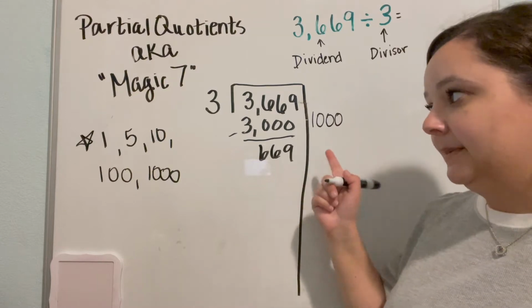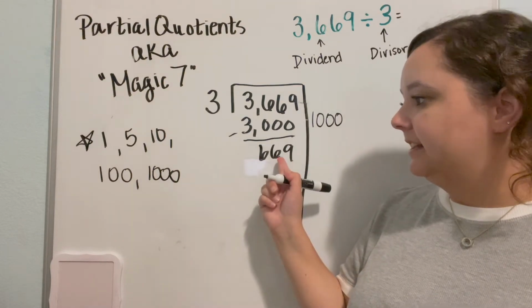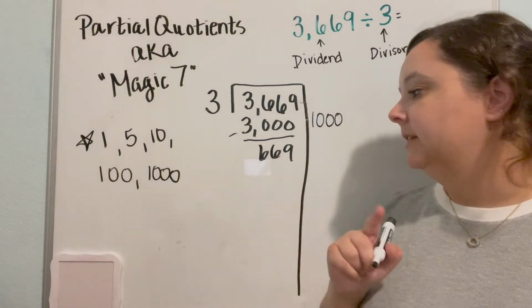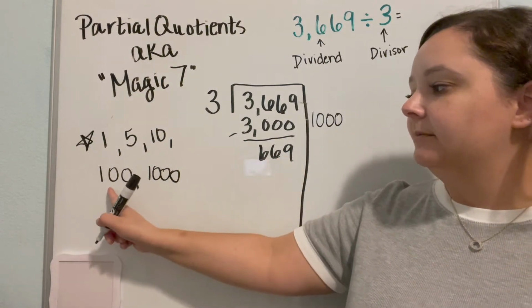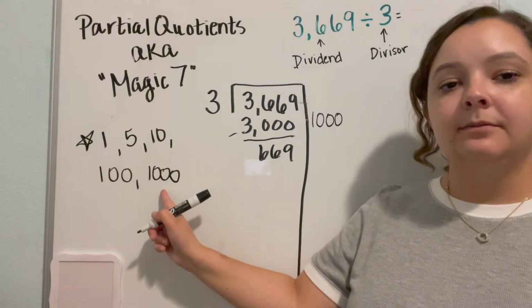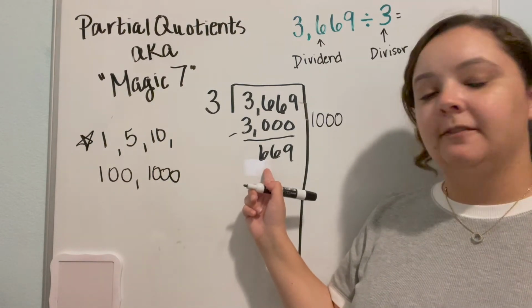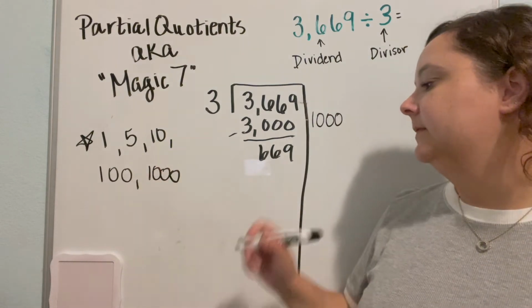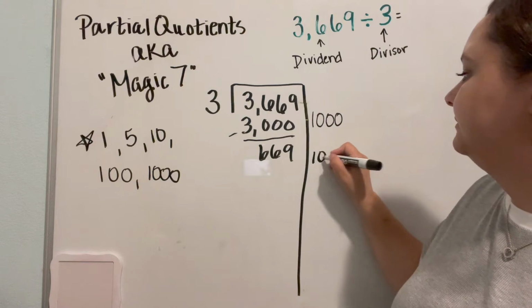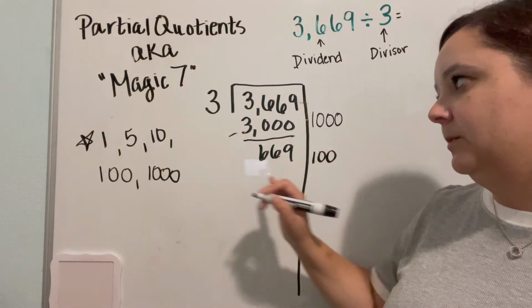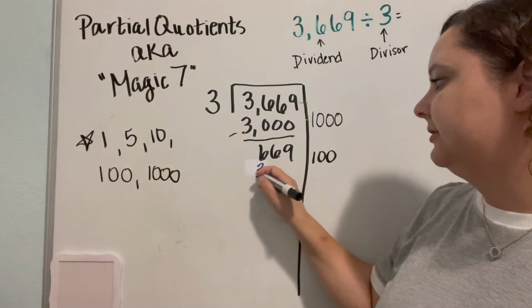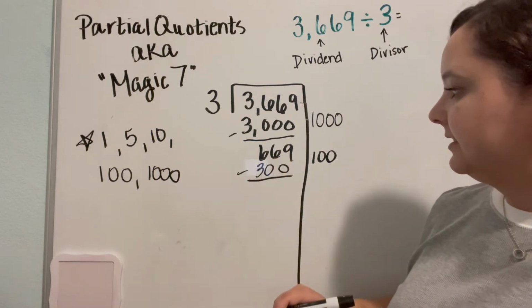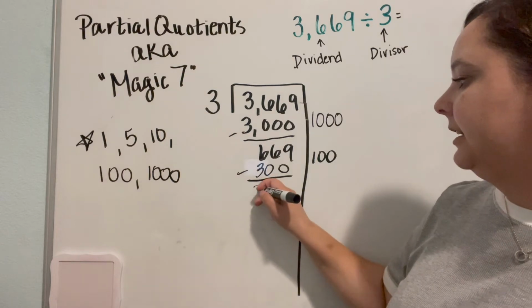And now I'm going to repeat the same process. I want to find a friendly multiple that I can use to get as close to my dividend as possible. Looking at our friendly numbers here, I can't use 1,000 because it will be too big for our dividend, but I can use 100. So I'm going to write 100 on the side here. Now I'm going to do 100 times 3, which gives me 300. And just like before, I'm going to subtract, which will give us 369.